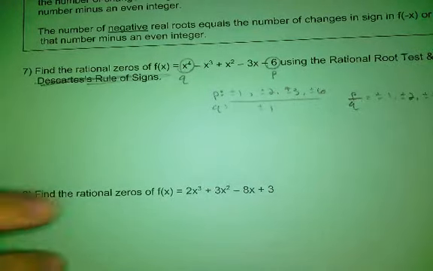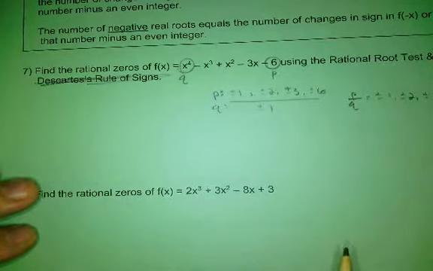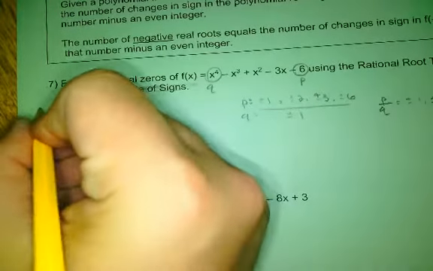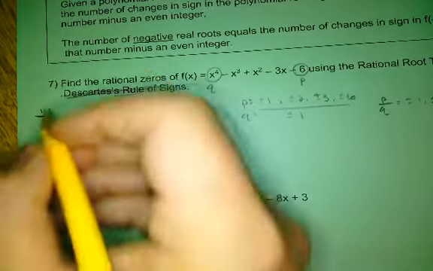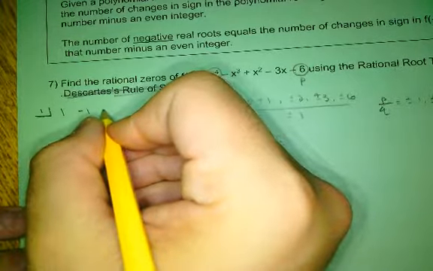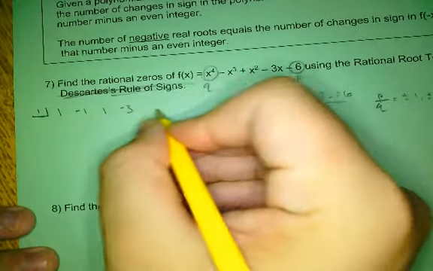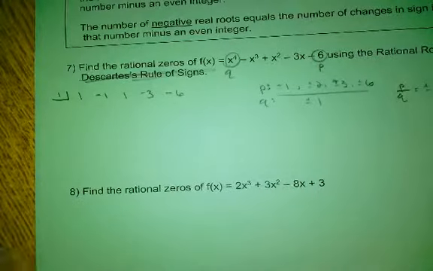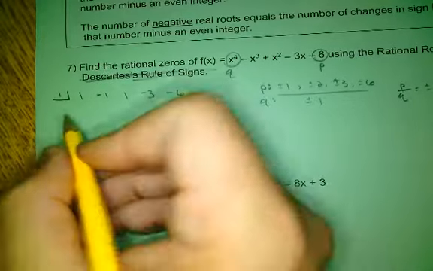Alright, so I'm going to go ahead and do synthetic division. I always guess 1 first, because it's the easiest one to do. Okay? So, what are my coefficients? I have 1, -1, 1, -3, -6. Yeah, it's definitely not going to work, but we'll go through it.